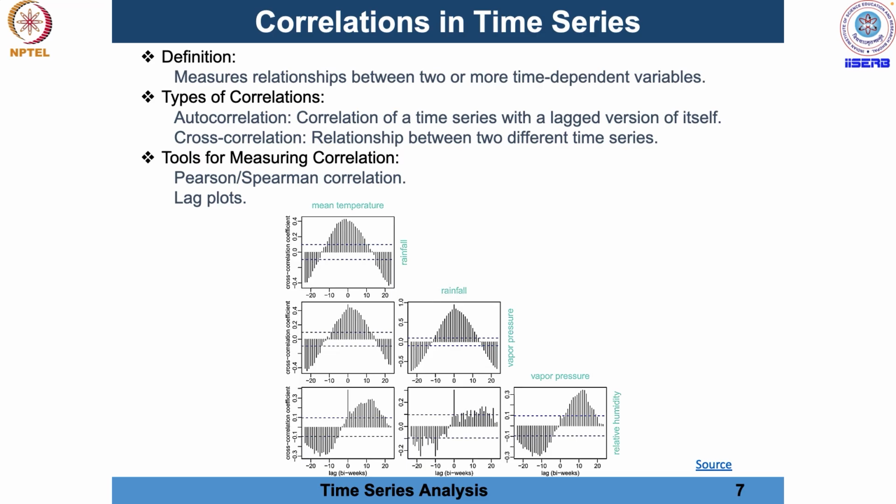Then there is another concept called correlation in time series. It measures the relationship between two or more time-dependent variables. One example is autocorrelation, where we correlate the time series with a lagged version of itself, or cross-correlation, the relationship between two different time series, let's say rainfall and runoff, rainfall and temperature, rainfall and soil moisture. Autocorrelation we use only for a single variable, let's say the rainfall time series t and the rainfall time series t minus 1. We make them two different variables and then do some sort of correlation analysis. So here is one of the examples.